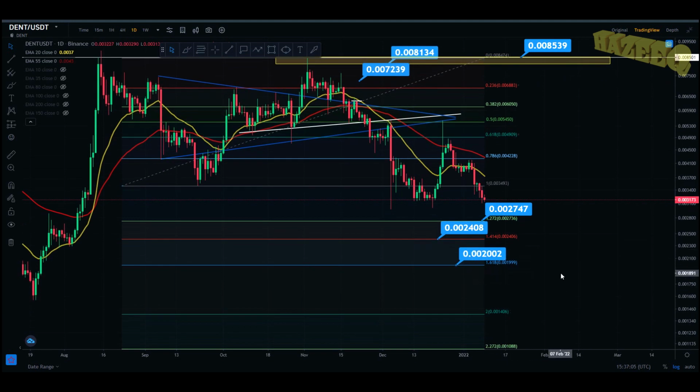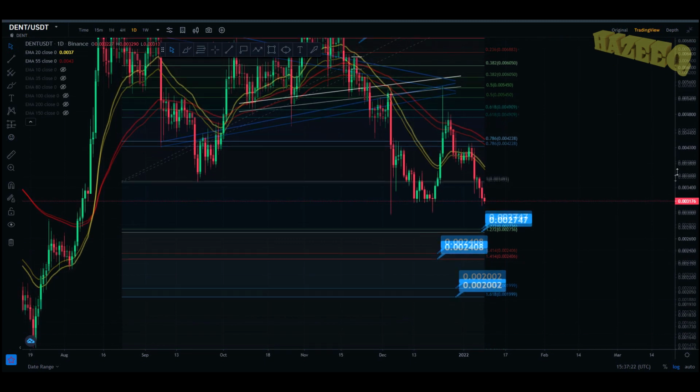So if things start turning ugly, we can potentially see ourselves go down to 0.002 cents for Dent, right? And that would be extremely bearish. That is a 36% move from where we are right now. And I wouldn't necessarily want to see that happen, right?